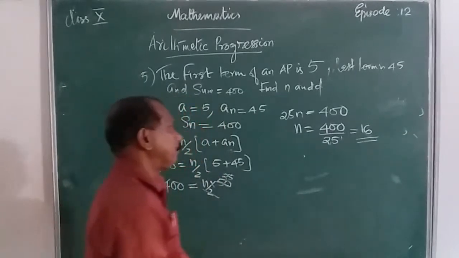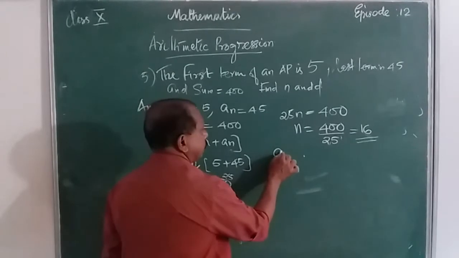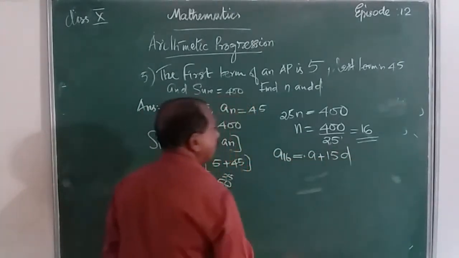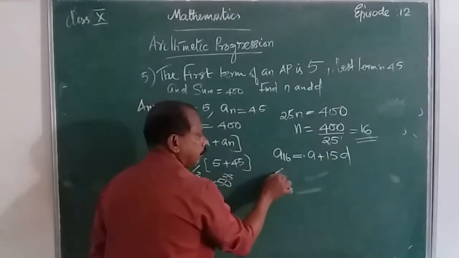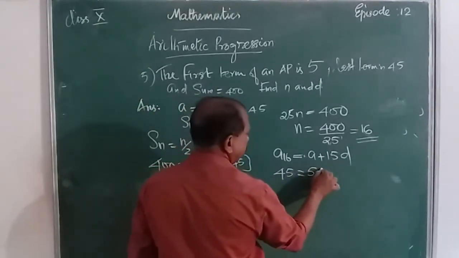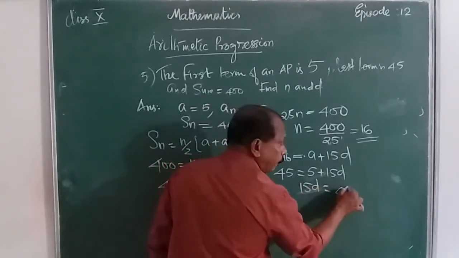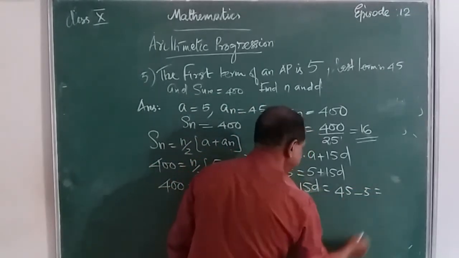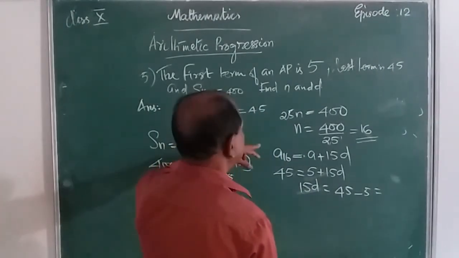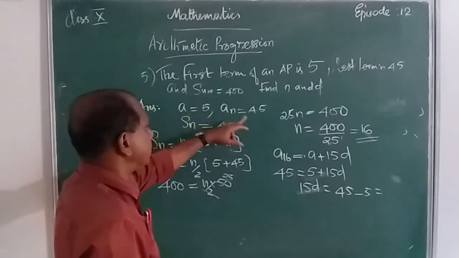That is the number of terms. Then the last term, that is a16, is equal to a plus 15d. A16 is 45, given. It is 5 plus 15d. Therefore, 15d is equal to 45 minus 5. N is 16, therefore the sum of first 16 terms.